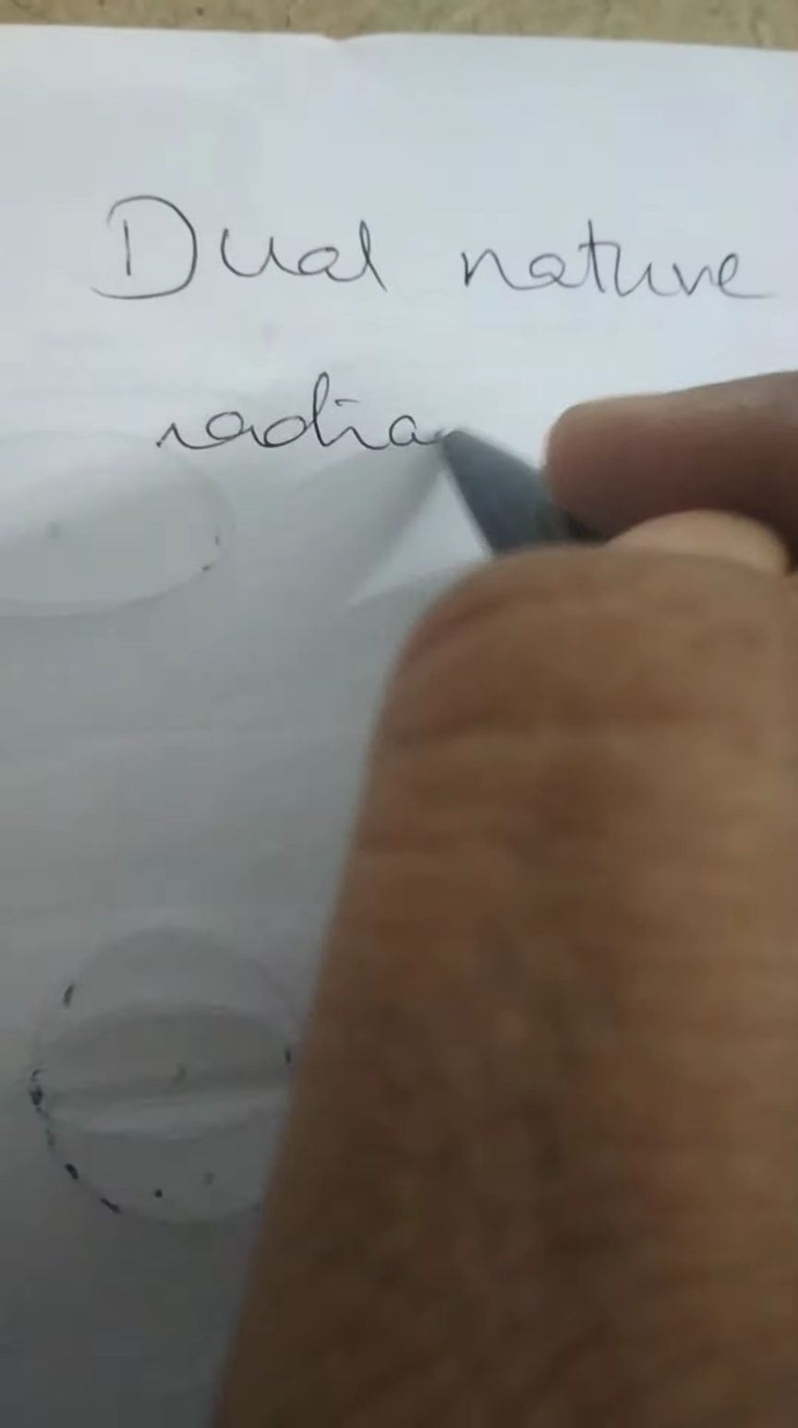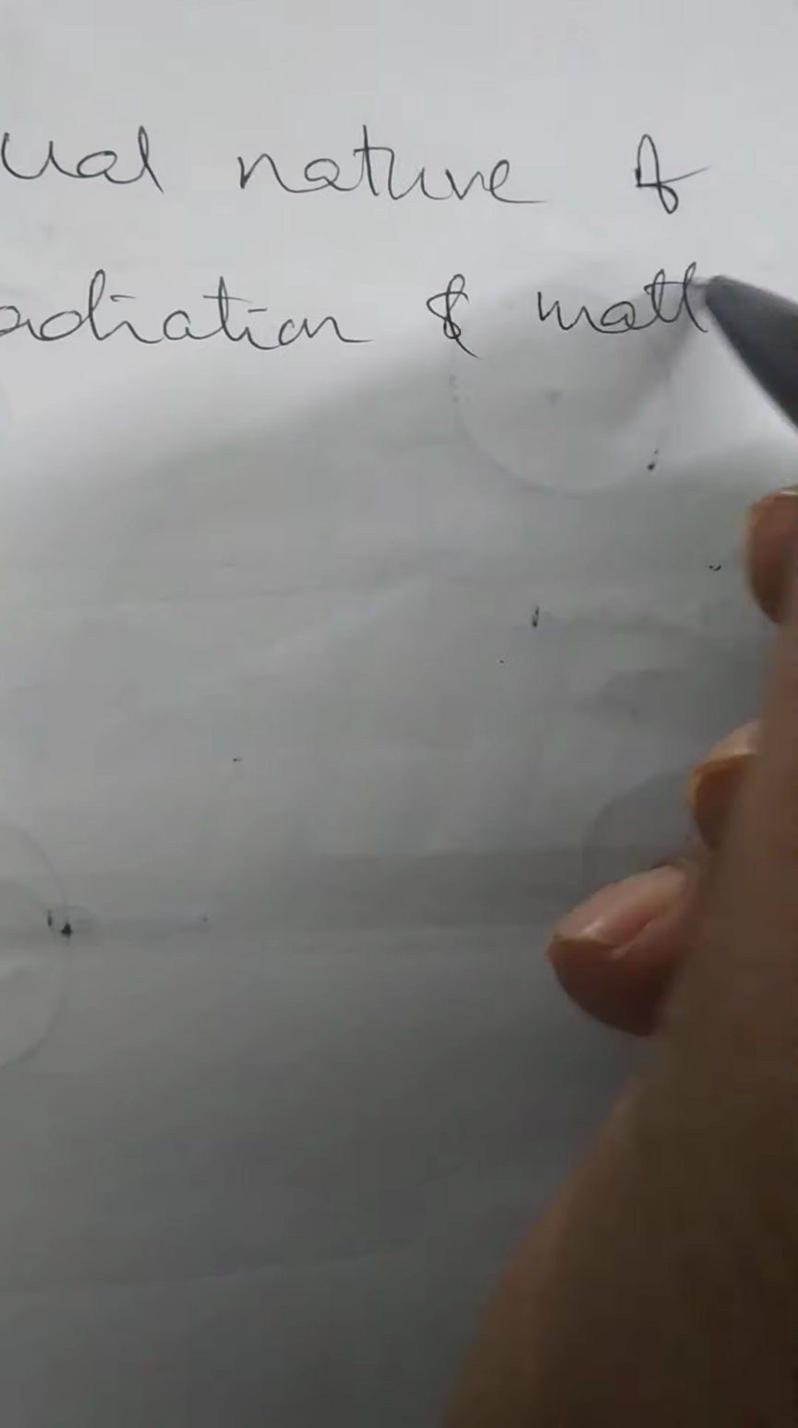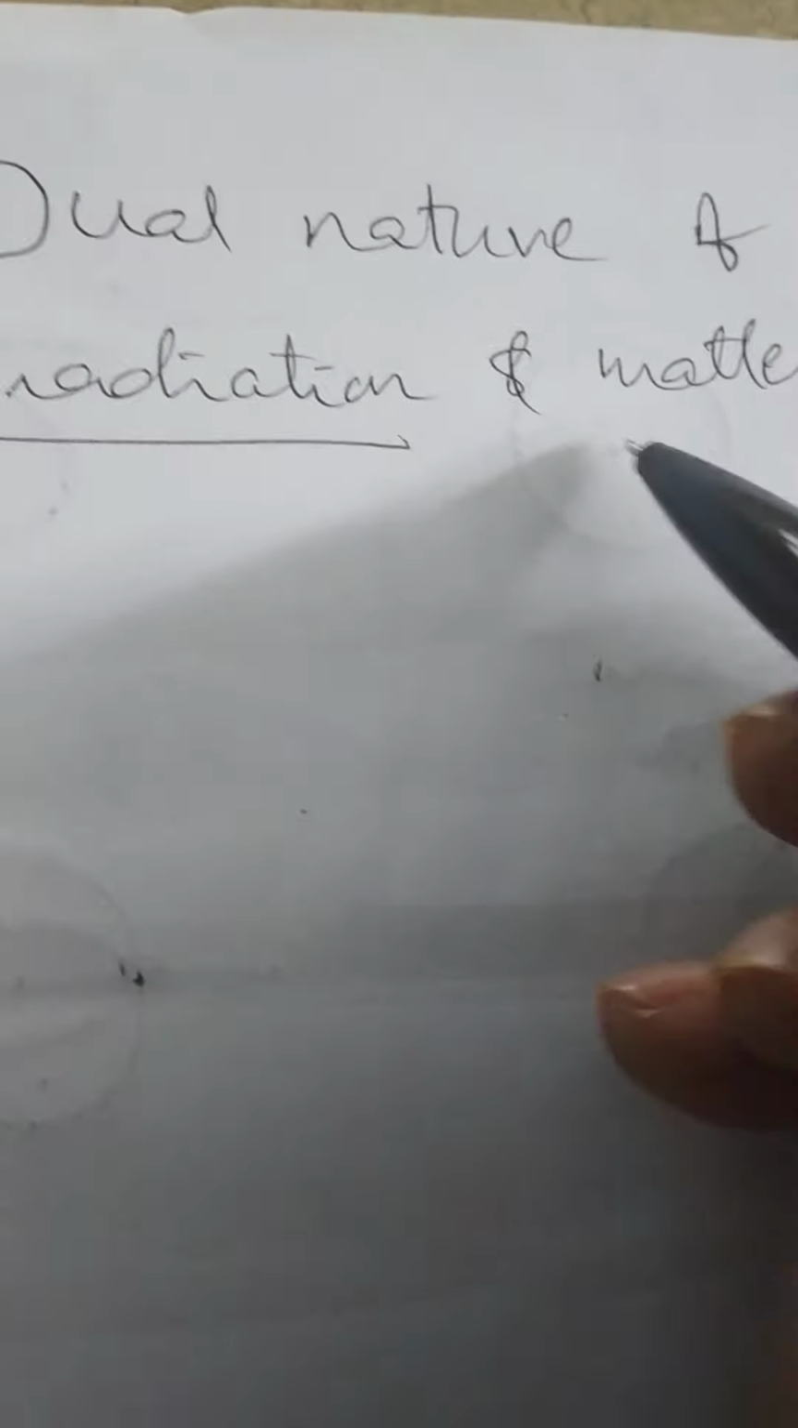At present, I'll start a new lesson called Dual Nature of Light. Dual nature of radiation and matter. Dual nature of radiation and matter.